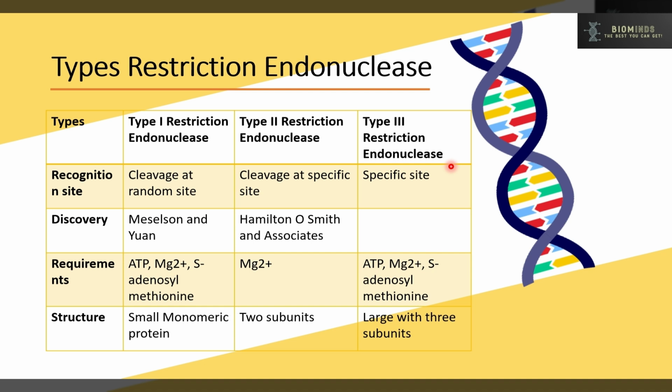So the discovery, if you see, type 1 was discovered by Meselson and Yuan. Type 2 was discovered by Hamilton O.